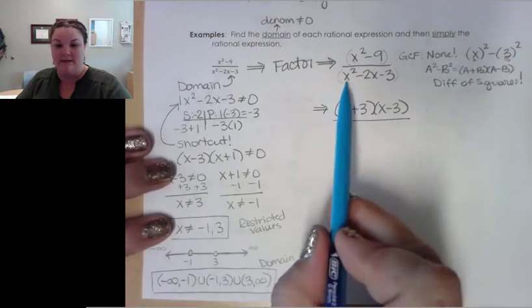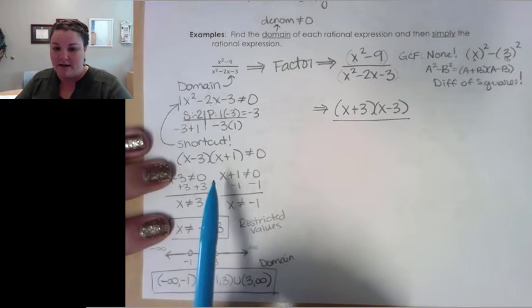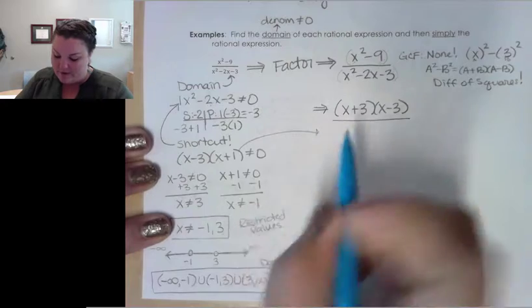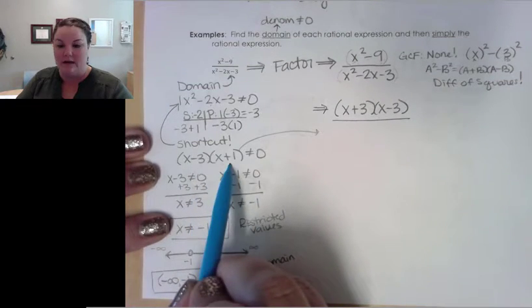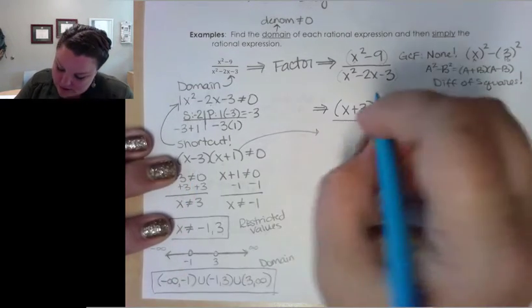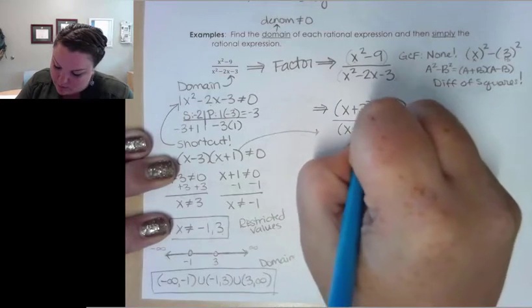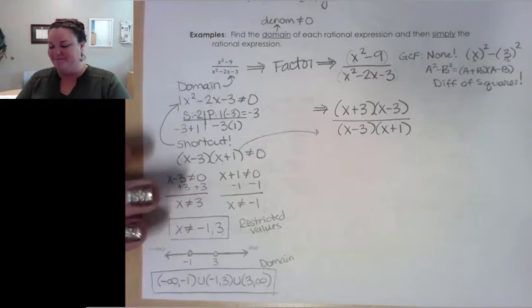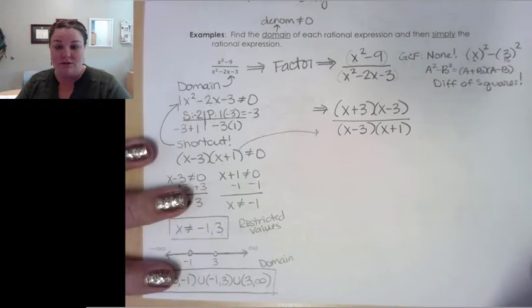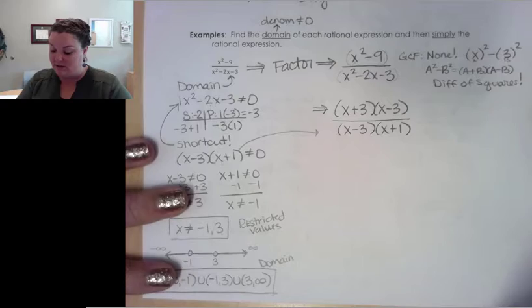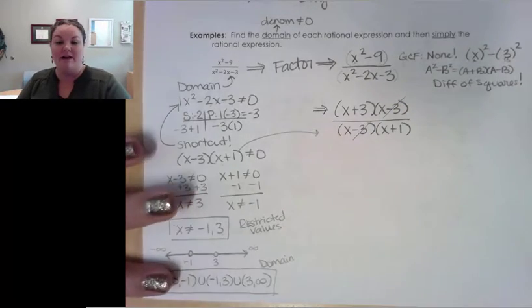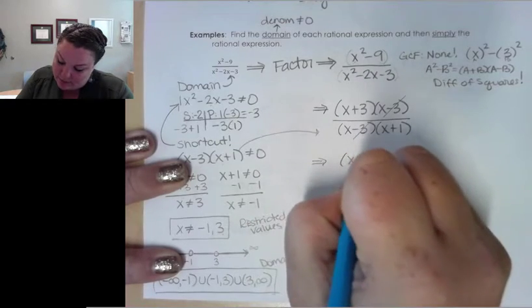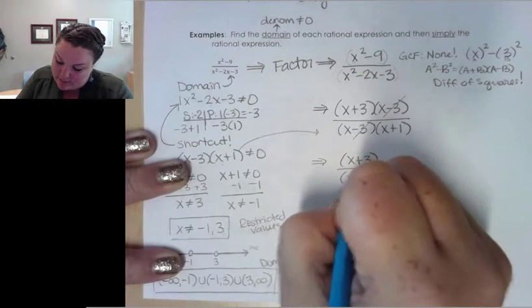Now I want to look at the denominator. The denominator, lucky for us, we already factored, right? We already factored whenever we were finding the domain. So I'm just going to take the factored version and write it here. We don't have to rework the whole thing. Let's not reinvent the wheel, okay? And then we go ahead and reduce whatever we can reduce. So here our common factor is x minus 3. So what we're left with is x plus 3 over x plus 1.